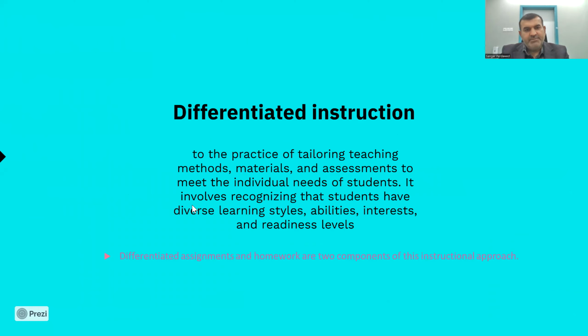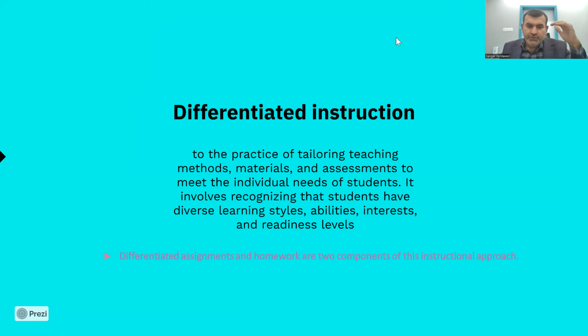Differentiated instruction means the practice of tailoring the teaching methods, material, and assessment to meet the individual needs of the student. What does it mean? It means that each student has a different learning style, different ability, different interests. So you choose the teaching material according to the student.